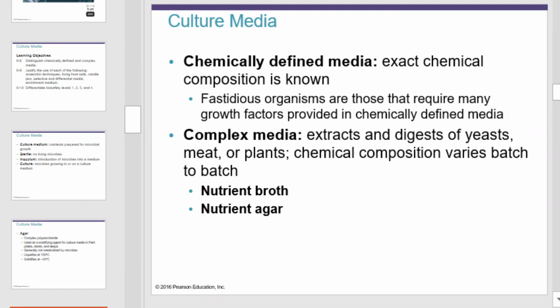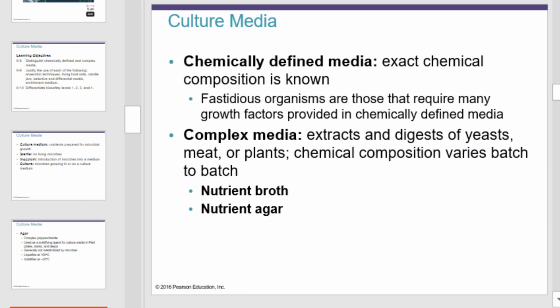If the culture media is chemically defined, we know its exact chemical composition. Fastidious organisms are those that require many growth factors to be provided in a chemically defined medium. So in order to have a chemically defined medium, you need to know the exact material that is put in the medium, down to the gram.